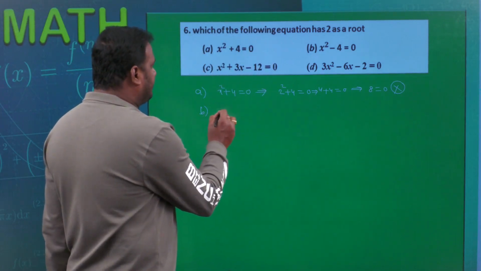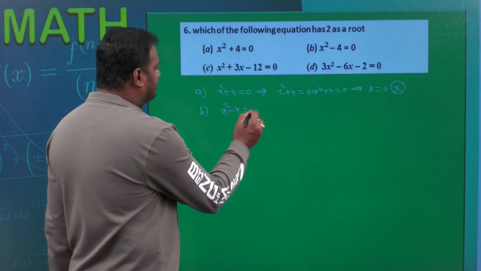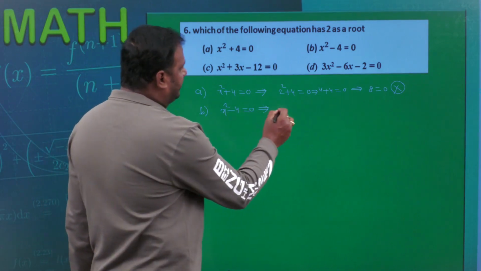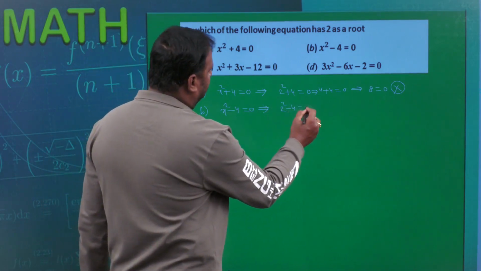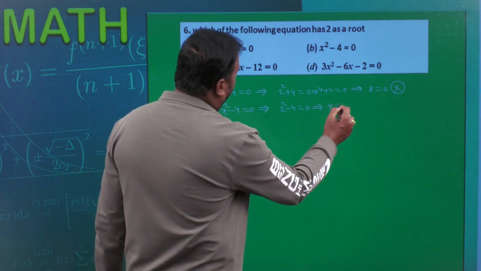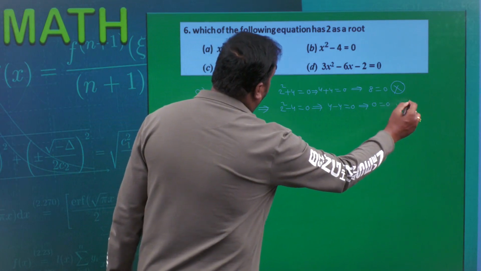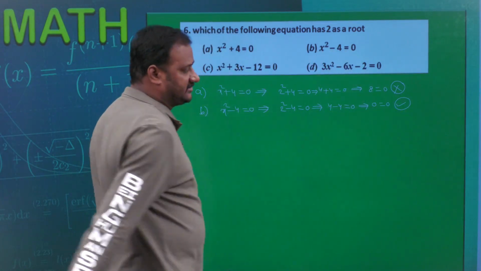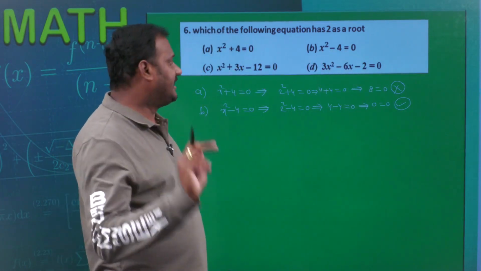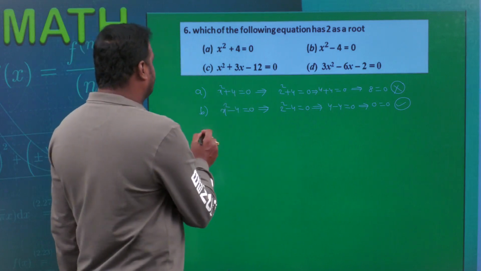And the second one, B, is x square minus 4 is equal to 0. x is equal to 2, right? So 2 square minus 4 is equal to 0. 2 square equal to 4, minus 4 is equal to 0. So 0 is equal to 0. Therefore, the second equation has 2 as its root. What about the third one?